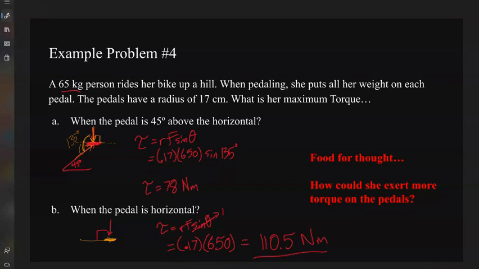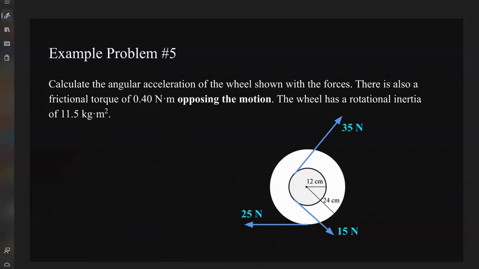All right, so there's those. We just have one more example problem for you here real fast, with a couple of different torques. So let's look at adding these torques up together. Calculate the angular acceleration of the wheel shown with these forces.